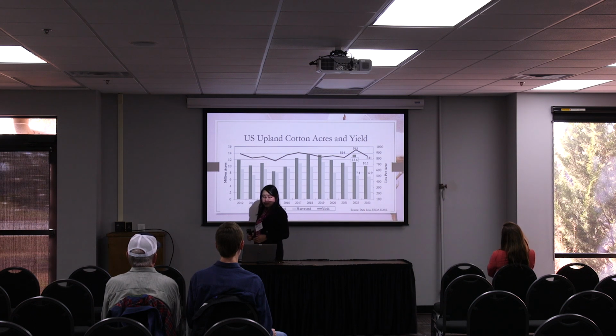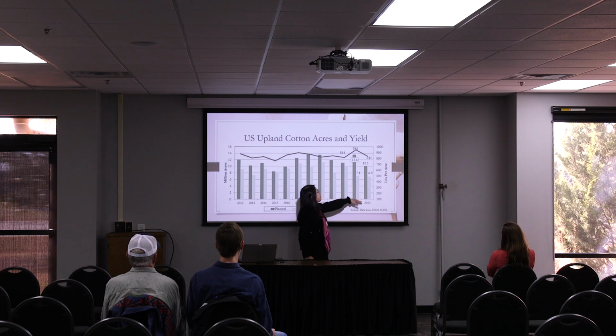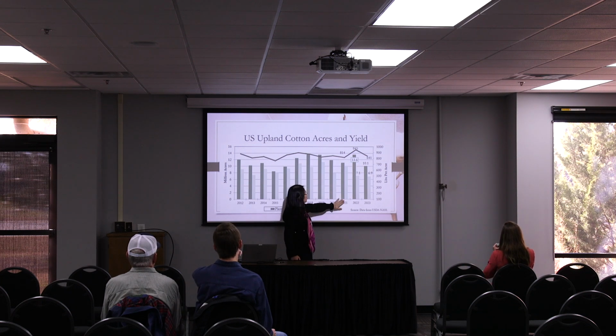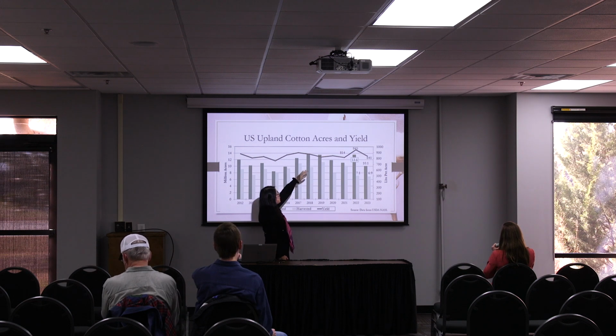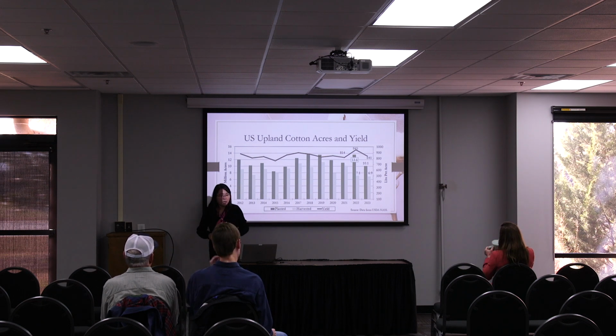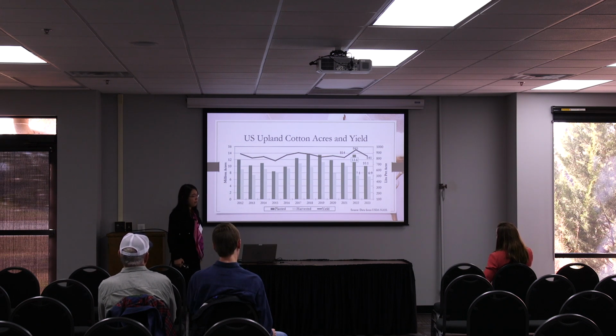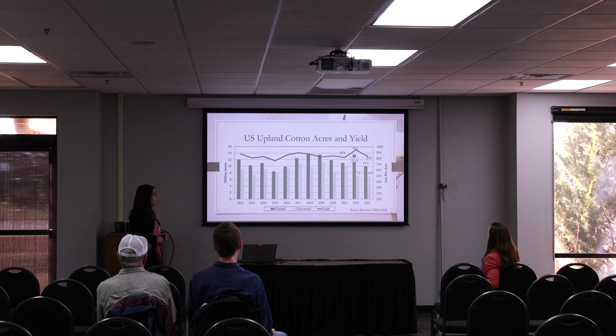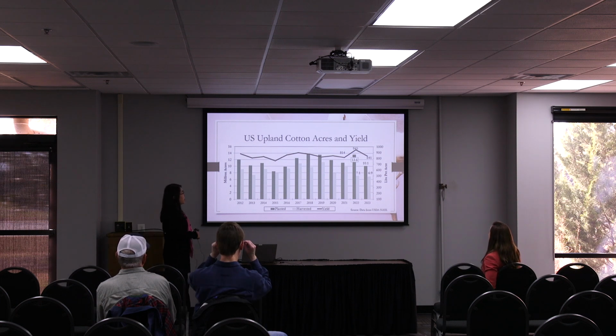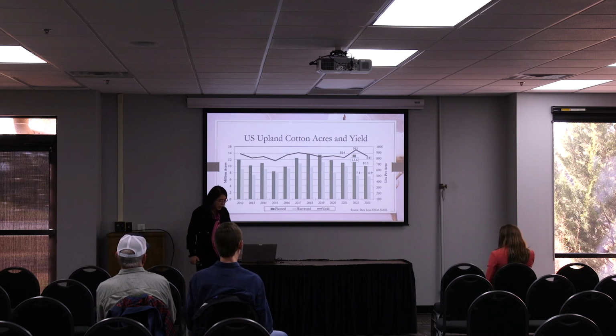For the acres that got harvested for the 2023 crop, yield is projected down, but it's still higher than the 2021 crop, and it remains at a relatively historical average level, currently at 841 pounds per acre compared to last year's 945 pounds per acre.